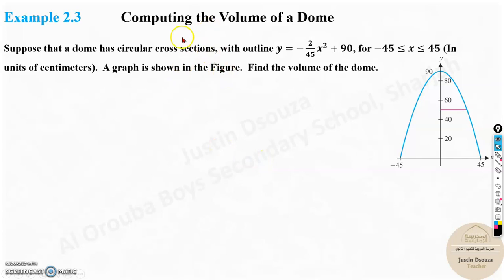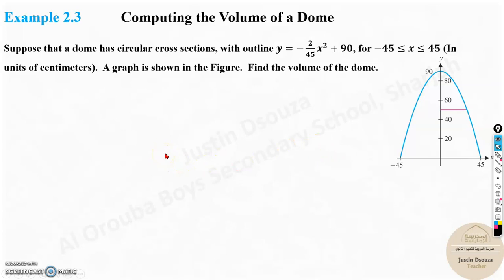Similarly, let's solve one more problem, computing the volume of a dome. Over here, they have told, suppose that a dome has a circular cross section. In your mind, you must remember this area is pi r square. This is given, with outline y equals minus 2 by 45 x squared plus 90, for x from negative 45 to 45, in units of centimeters. The graph is shown in the figure. Find the volume of the dome. So this is the graph given. We need to find the volume of this dome.